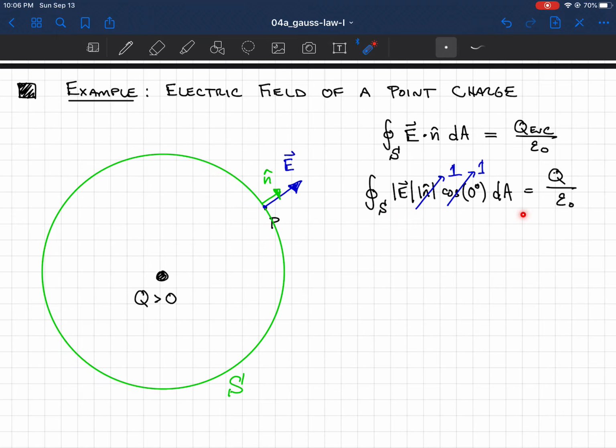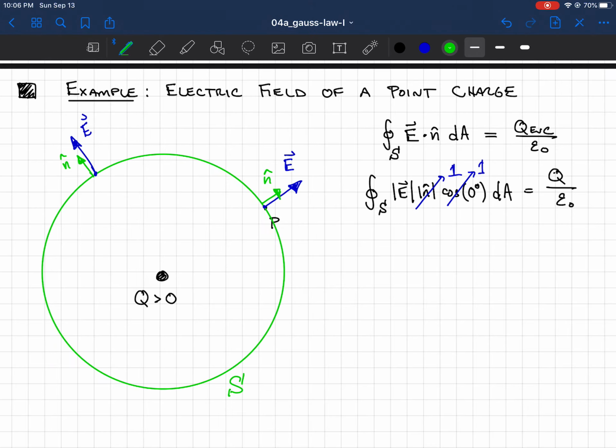Now we need to think about this integral a little bit. What it's saying is: look at the magnitude of the electric field at every point on the surface and add it up, multiplying by little pieces of area. So maybe I should look at a couple other points on the surface, and let's look at the electric field at those points. If I pick this point, the electric field points right here, and the normal vector at that point looks like this.